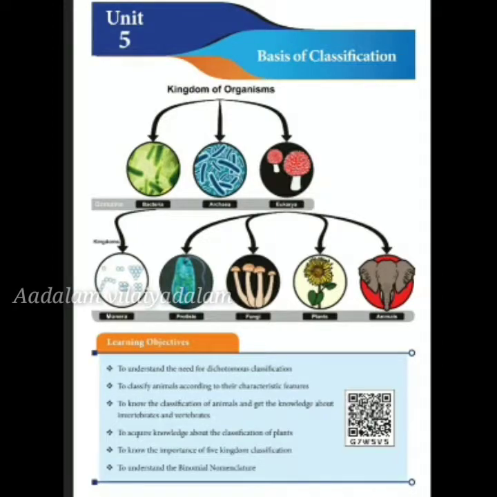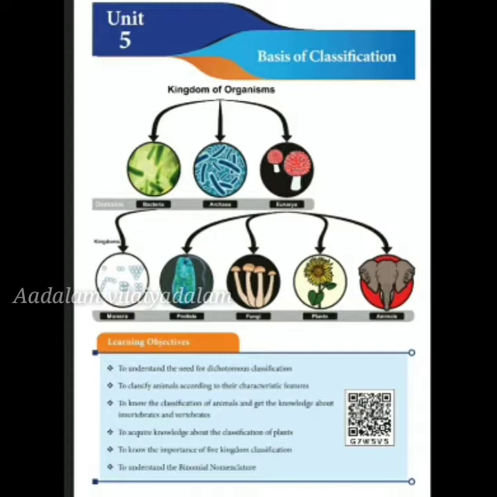Now, in this figure, you will see how the kingdoms of organisms are classified. They are classified into bacteria, archaea, eukarya. Then bacteria goes into monera. Eukarya divides itself into protists, fungi, plants, animals.